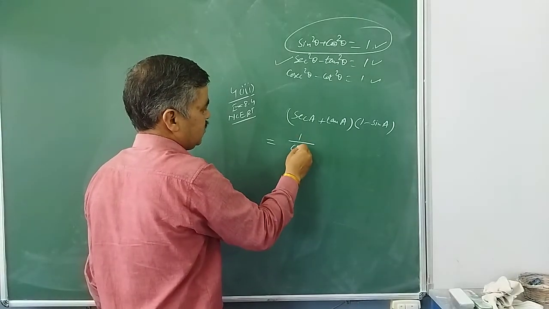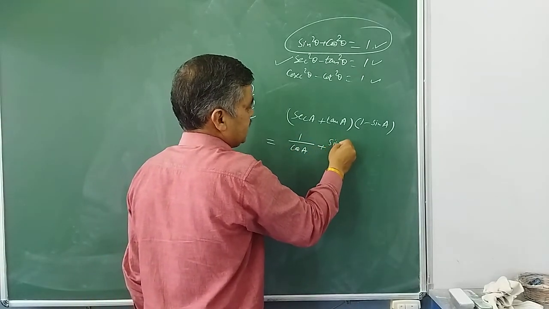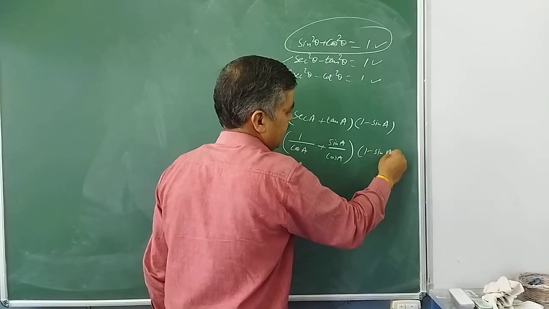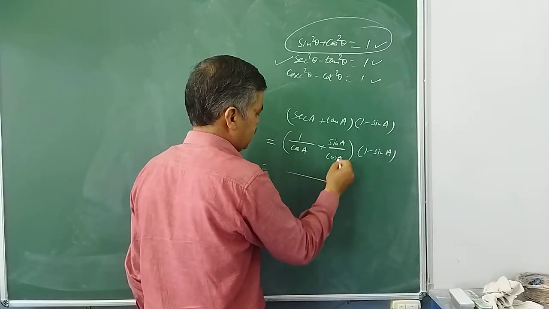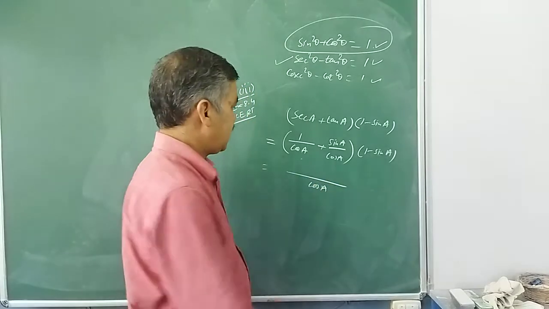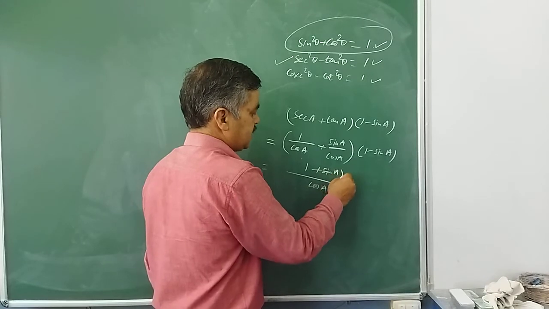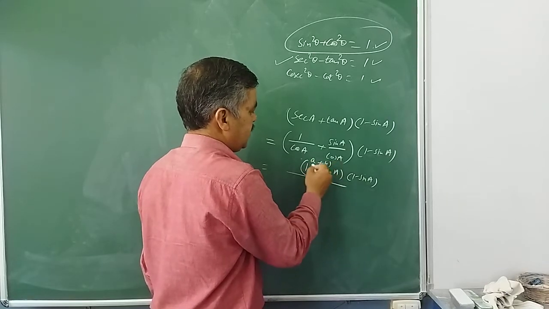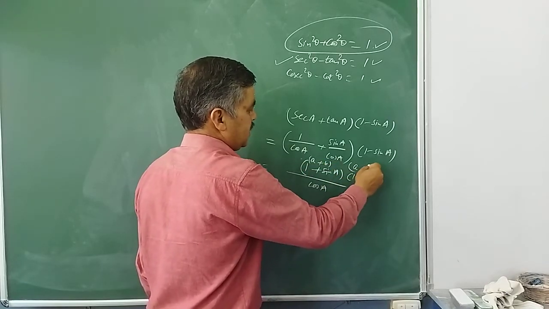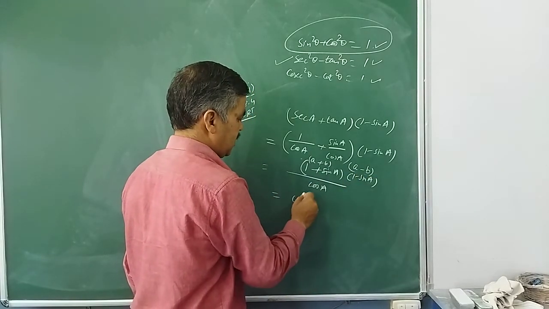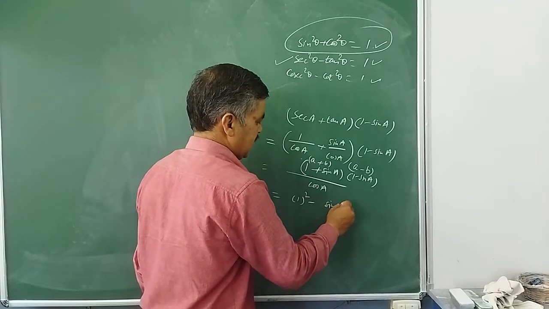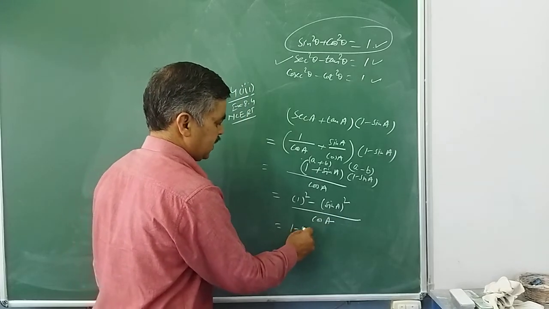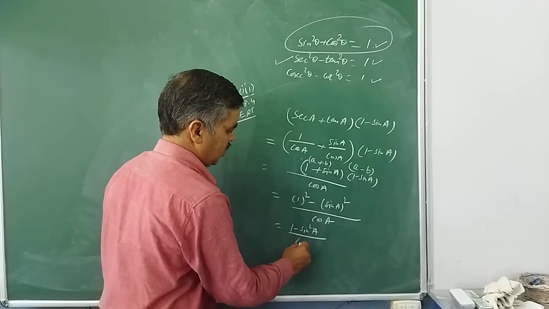Secant A I can express as 1 upon cos A. Tangent A again is sin A upon cos A. And then this is 1 minus sin A. So here again you see the LCM is cos A, and in the numerator I will be left with 1 plus sin A, and here it is 1 minus sin A. Again that is A plus B into A minus B, which I know is A square minus B square. 1 square minus sin square A upon cos A. So I will be getting 1 minus sin square A upon cos A.